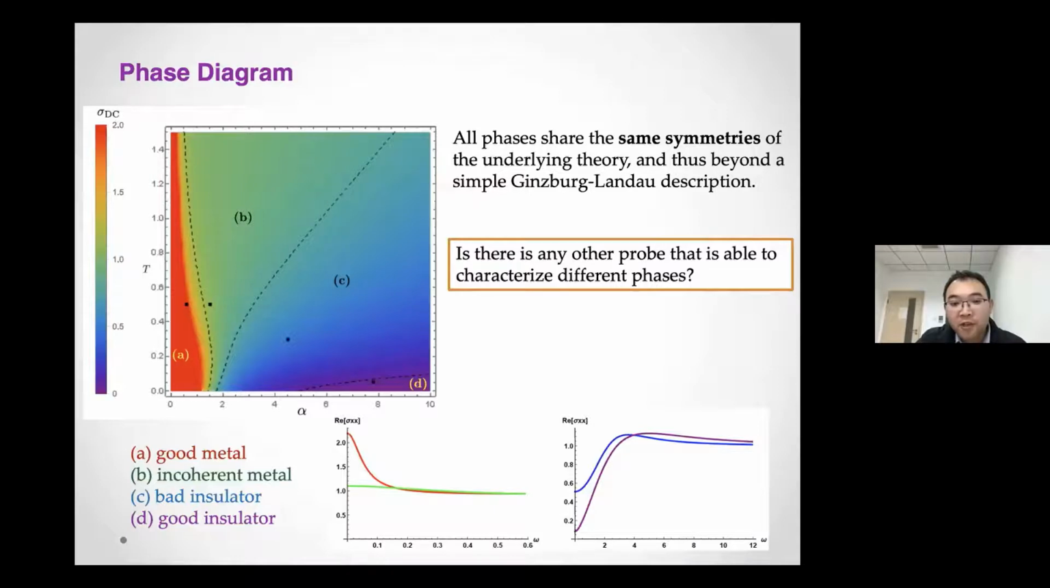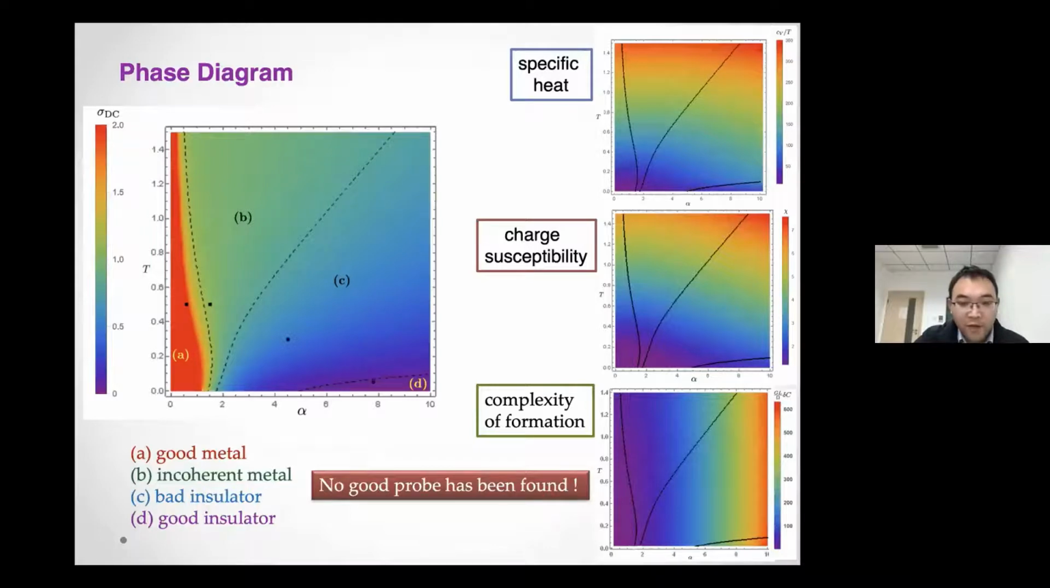So a next question is, is there any other probe that is able to characterize different phases here? We tried many different quantities. We consider specific heat, the charge susceptibility, and even the complexity of formation using the CV duality. You see these quantities, these local quantities and the non-local quantities, share very similar features, but they are all different from this phase diagram here. So far, no good probes have been found. So it's still an open question to find a good probe for this kind of phase diagram.